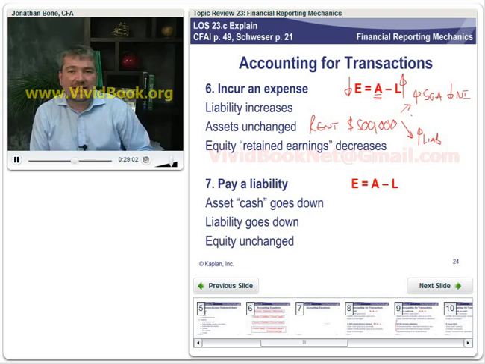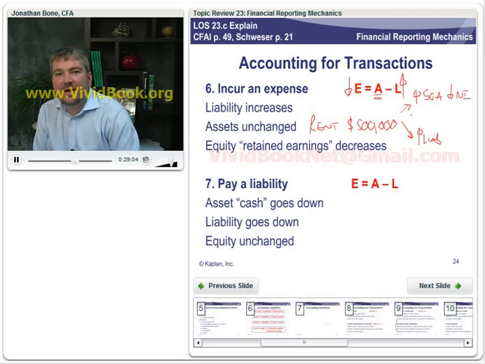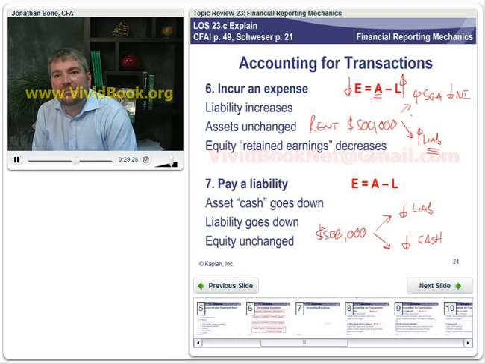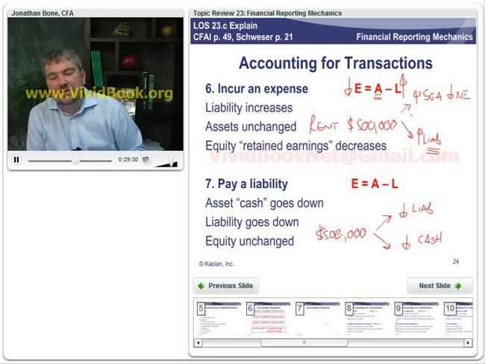Now let's say we then come to pay off our rent. So we come to actually pay our landlord. So this time we're actually going to pay our $500,000. So number one, if we pay our $500,000, we no longer need that liability we created. So down comes the liability, the rent owed to our landlord, by $500,000. The other side, of course, decrease in our cash. So essentially liability down, asset down, equity unchanged.